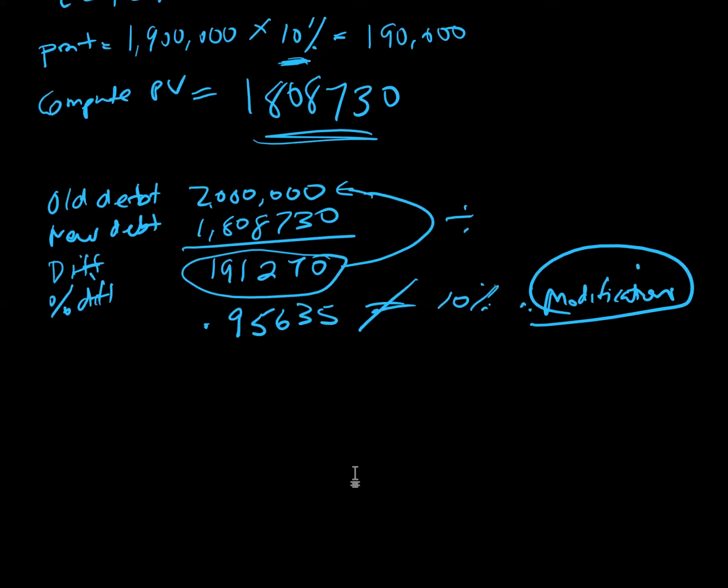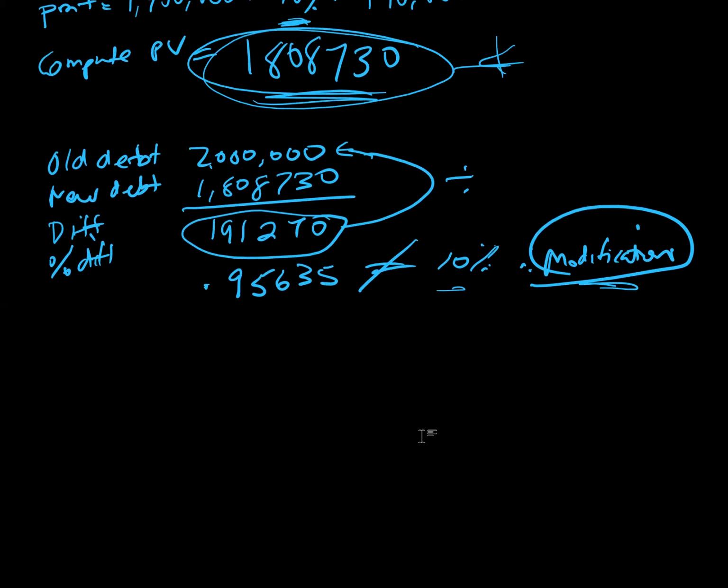So, okay, we know that it's not 10%. We know we have a modification of debt. So what's the next thing that we're going to do? Well, IFRS requires the debt to be recorded on our statement of financial position at the present value. So we know the present value is here, right? IFRS says this is what the present value of this debt is. We always record notes at the present value on our statement of financial position. Therefore, that is how we need to account for this debt.